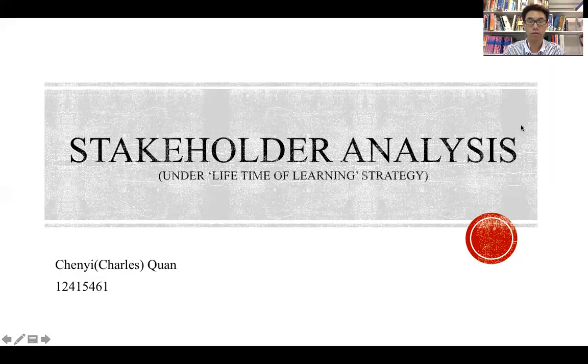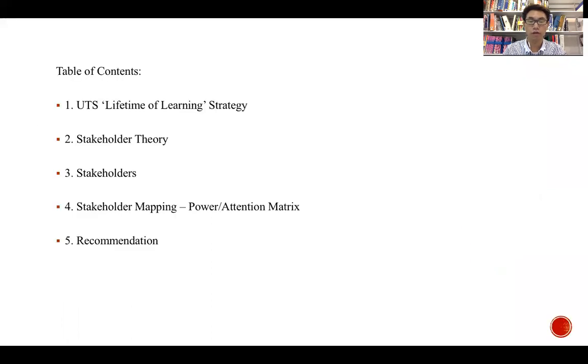Hi, I'm Charles. I'm going to talk about stakeholder analysis of the lifetime of learning strategy. I will firstly talk about UTS lifetime of learning strategy and the stakeholder theory, then move to the discussion of different groups of stakeholders of UTS and the metrics. At the end of the presentation, I have to make a recommendation for UTS on the basis of my analysis.